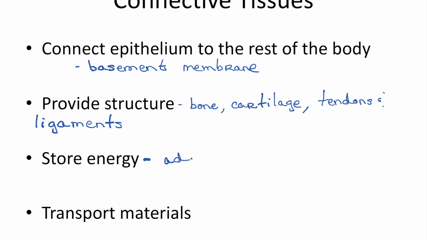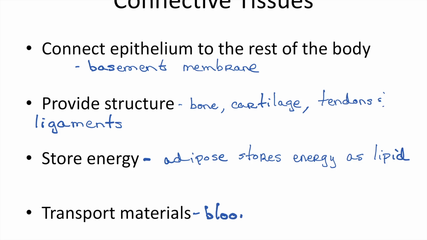Adipose stores energy in the form of lipid. And blood, which is a form of fluid connective tissue, transports material throughout the body via the cardiovascular system.